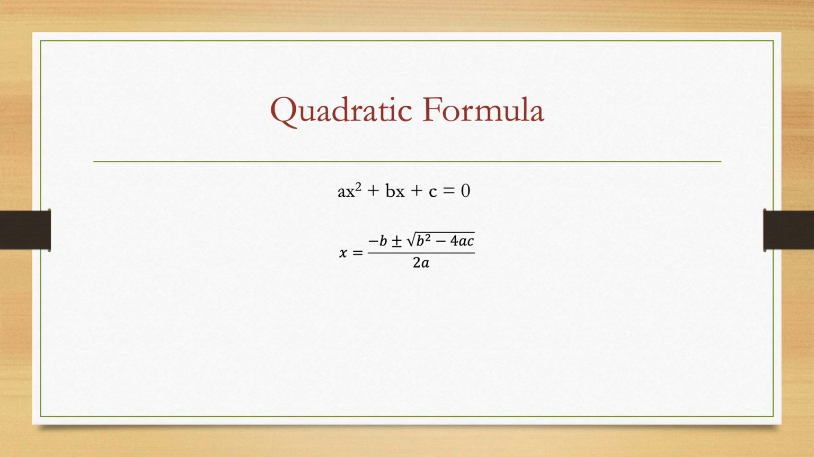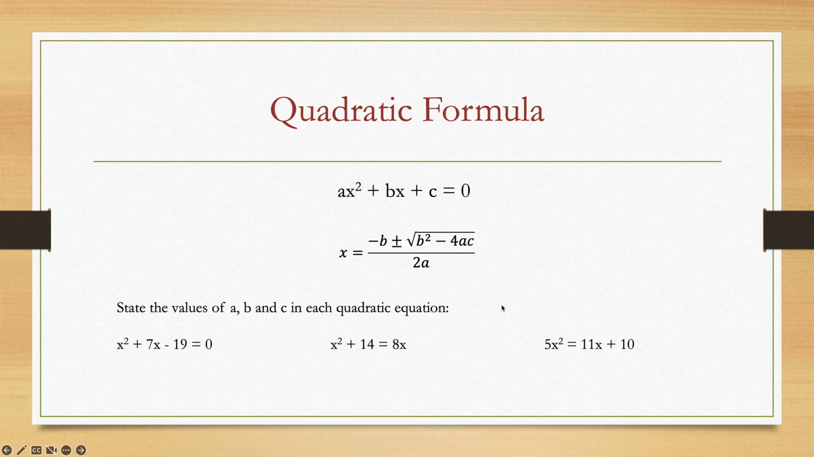So, what are A, B, and C? A, B, and C are always the numbers in front. A is the number in front of x squared, B is the number in front of x, and C is the number at the end. So we need you to figure out, or to list, what the values of A, B, and C are in each of these. Let's just do the first one. What's the value of A, what's the value of B, and what's the value of C?